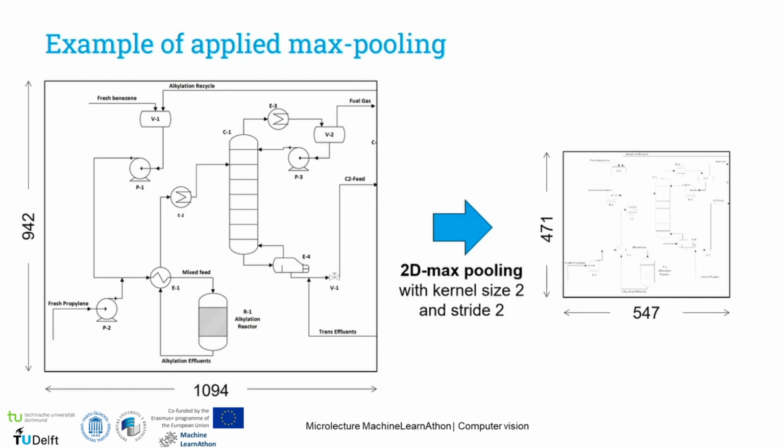So if you look at this P and ID again, relatively high dimension, what we can do is we can apply this max pooling function here with a kernel size of 2, stride of 2, and we reduce its dimensionality significantly. And if you look at it, well, it's still a P and ID, and I still can recognize most of the relevant unit operations. So to some extent, I can keep relevant information while reducing dimensionality here.